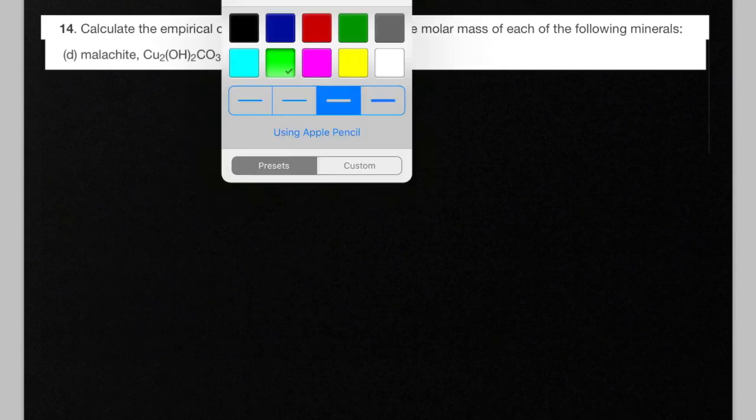For D, we have malachite. This is a green, turquoise kind of colored thing. But anyways, we have two coppers, so two coppers in the formula. And copper is element number 29. All right, and we'll go ahead and do that.